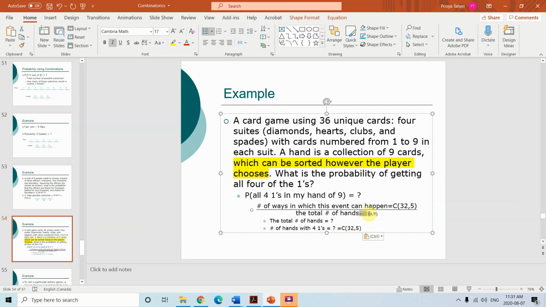The total number of hands is going to be this many. Let me just write it here. C of 36, 9. Okay. And the answer is going to be this one divided by this one.